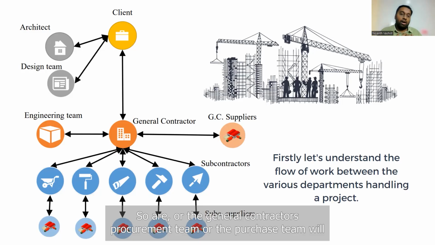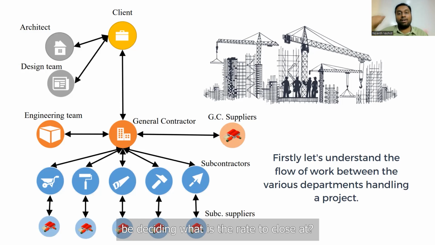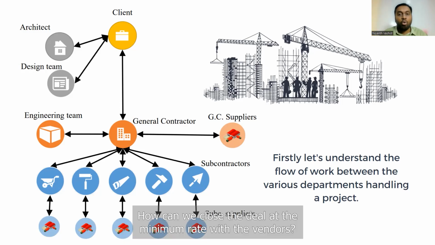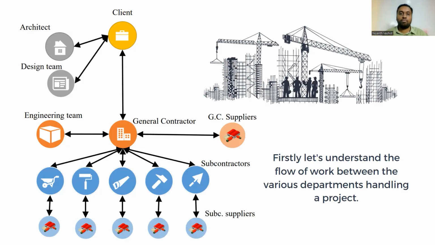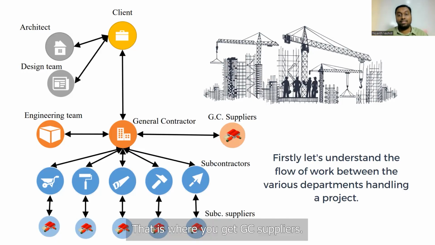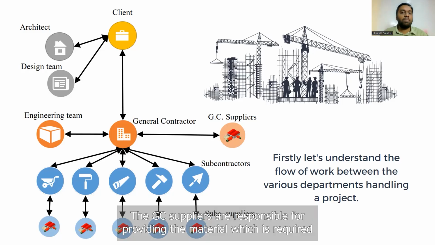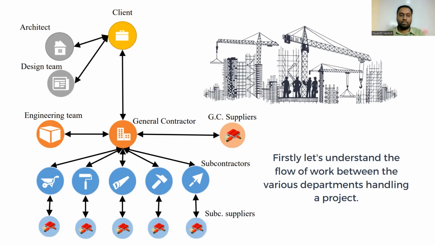So the general contractor's procurement team or the purchase team will be deciding what rate to close at, what the negotiation is, and how we can close the deal at the minimum rate with the vendors. That is where you get GC suppliers. GC suppliers are responsible for providing the material which is required for the construction of the project.